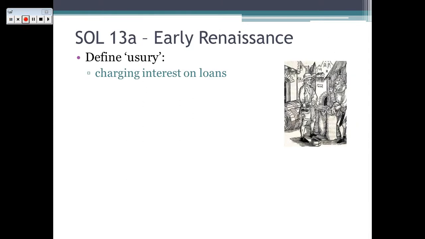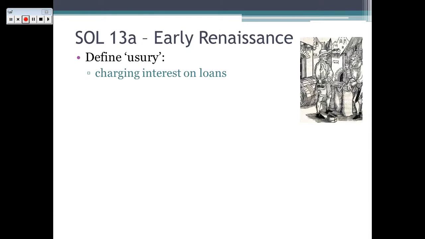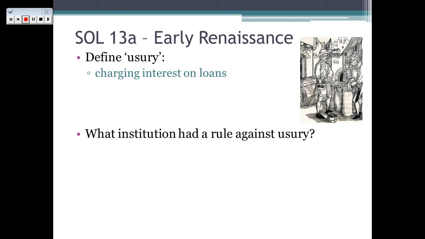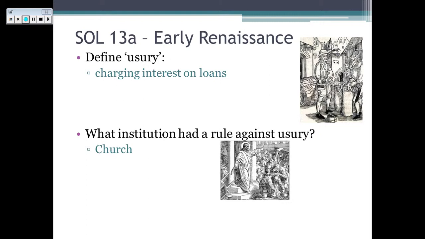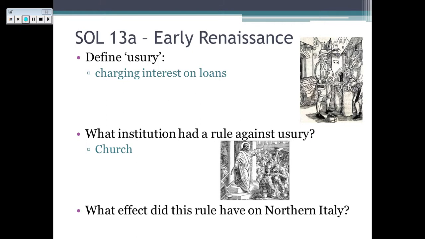And a definition for usury is the charging of interest on loans. The Catholic Church had a rule against usury throughout this time period. And the effect that this is going to have on northern Italy is that eventually they're going to secularize. And secularize means to start being more worldly.